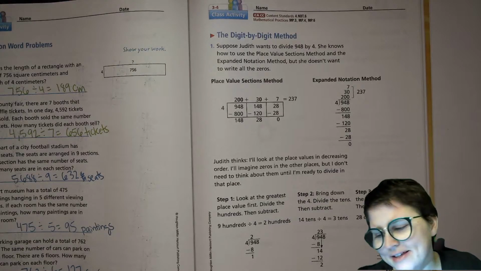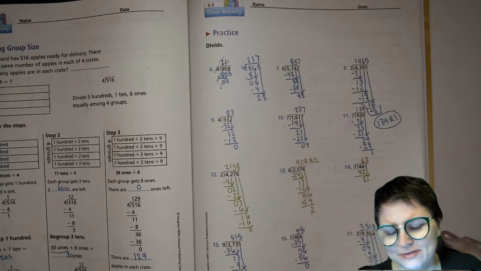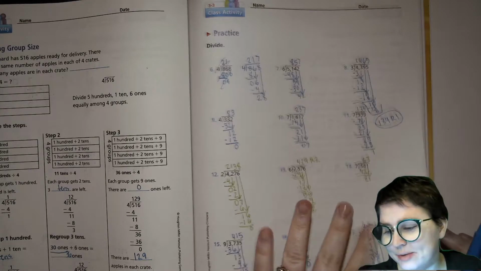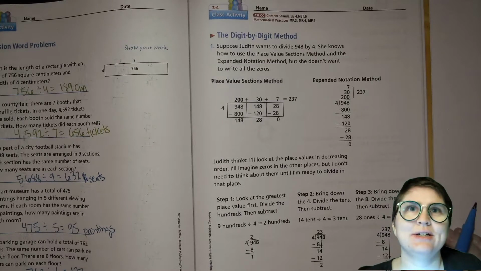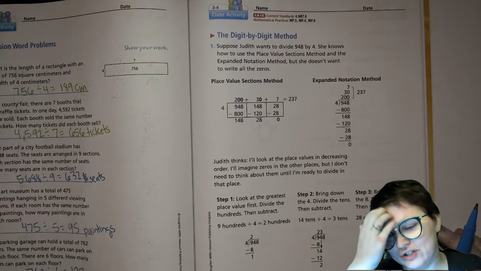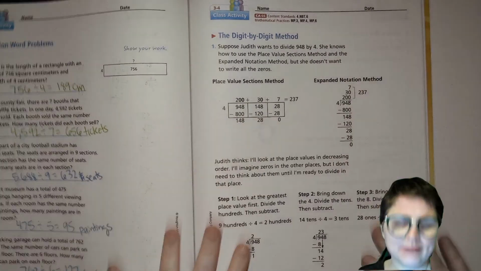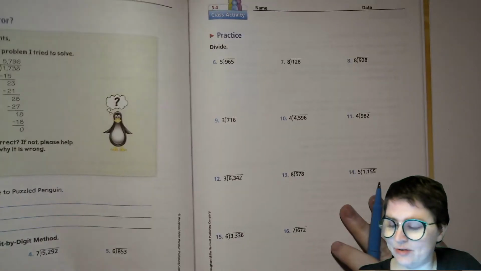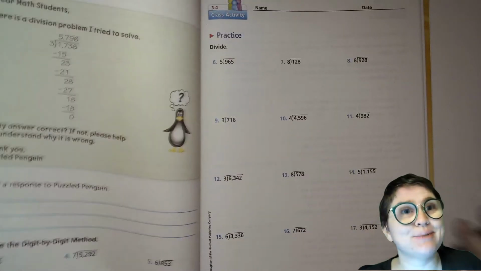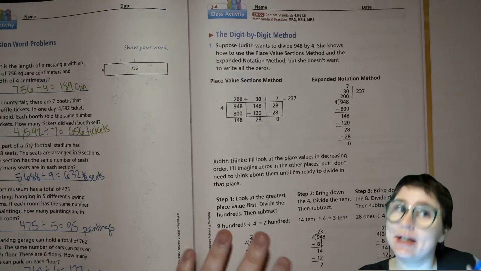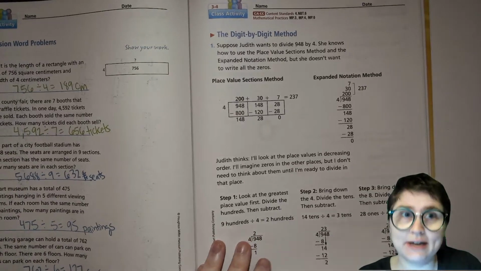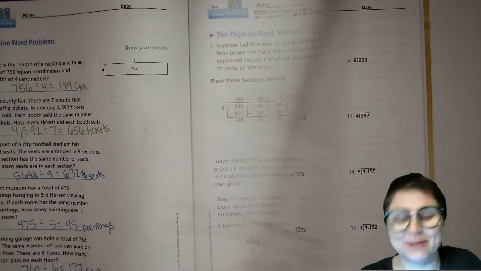And this method is kind of what I think I was sort of modeling a little bit in this one as well. It's the digit by digit method for division. So we're going to talk about this page and then we'll be practicing it over here and looking at what Puzzle Penguin did wrong. Because Puzzle Penguin has always made a mistake that kids make. So that's why we have him in the book, right?